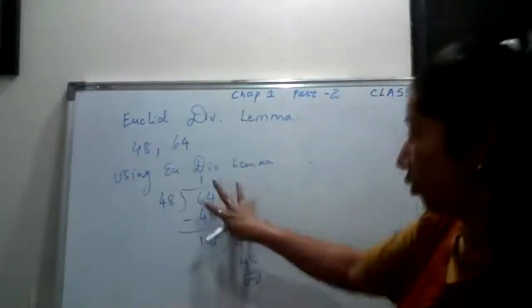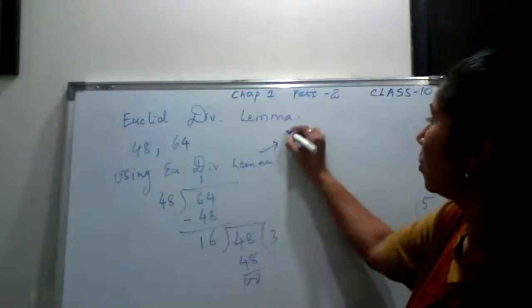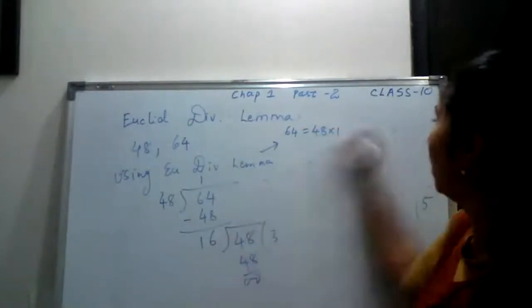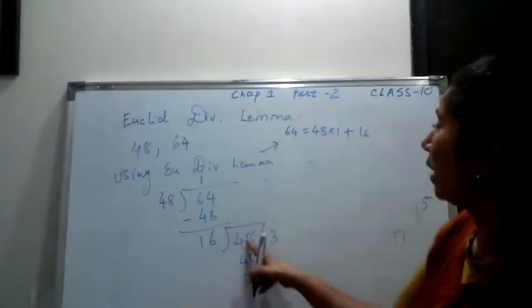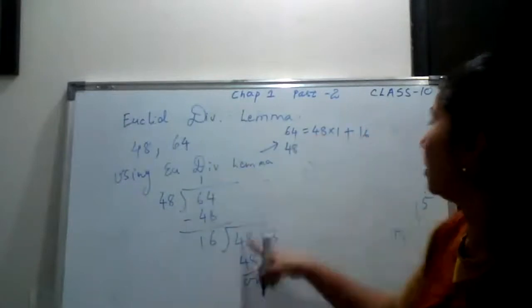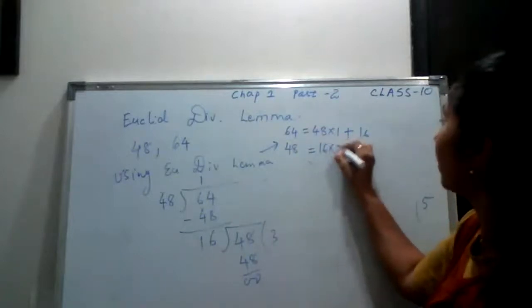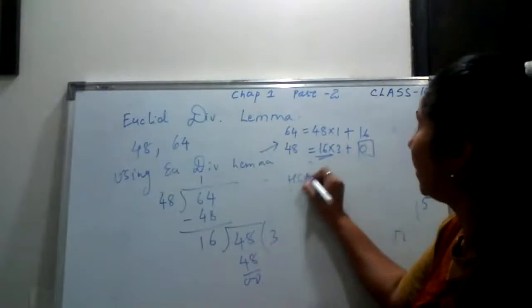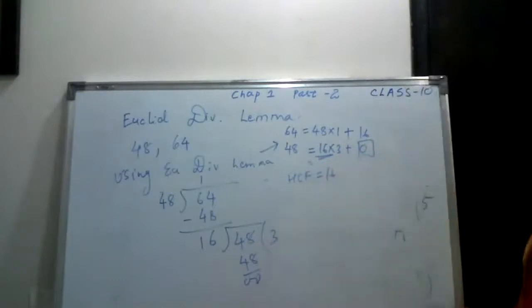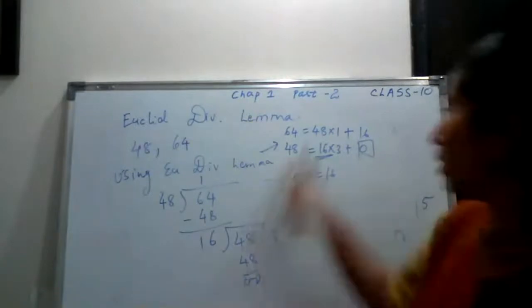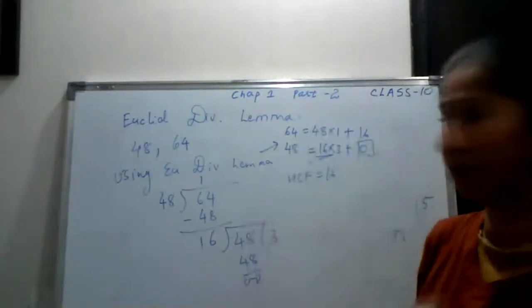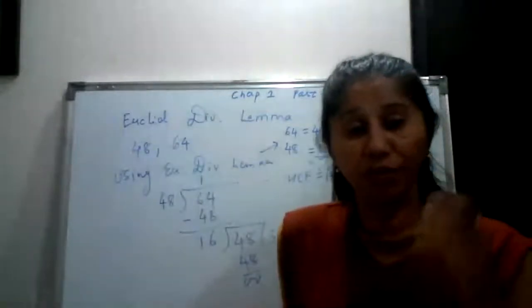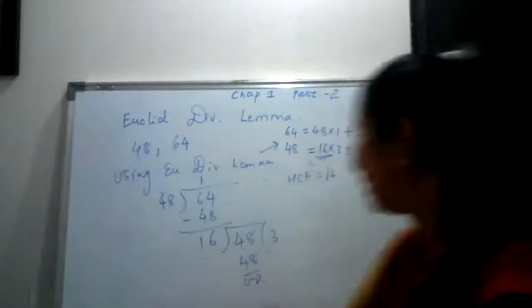Using the same concept, how will you write this? The bigger number is 64. It could be written as 48 into 1 plus the remainder. Again, the divisor of the first step becomes the dividend. We got 0. So what is the HCF? The last divisor. I hope I'm clear with it. These are the steps which are a must using Euclid's division lemma. This is one of the applications of Euclid's division lemma, which you have to practice to solve the sum.